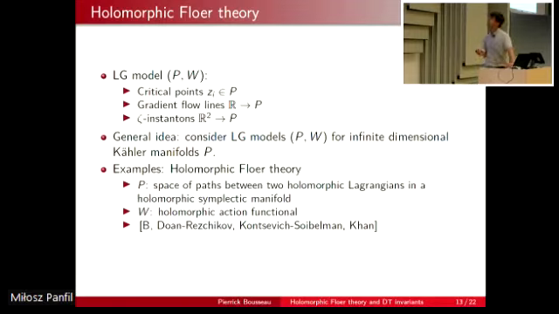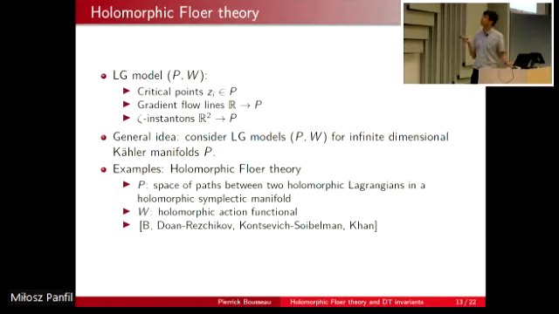And some very general idea is to take this setup and try to make sense of it for infinite dimensional Kähler manifolds P. So this idea has actually been applied in several examples. For example, if you take P as a space of connections on a three manifold for a complex reductive group, and if you take W as some complex valued Chern-Simons theory, and if you run this formal story, you get essentially the Kapustin-Witten story, which was related to the first talk of yesterday.